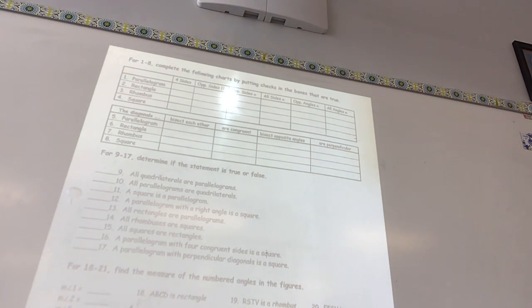Okay. Number 1 for 18 through 21. Angle 1 is 24 degrees. 2 is 48. 3 and 4 are both 66. 5 is 24. 6 is 66. 7 is 132. 8 is 54. 9 is 36. 10 is 90.